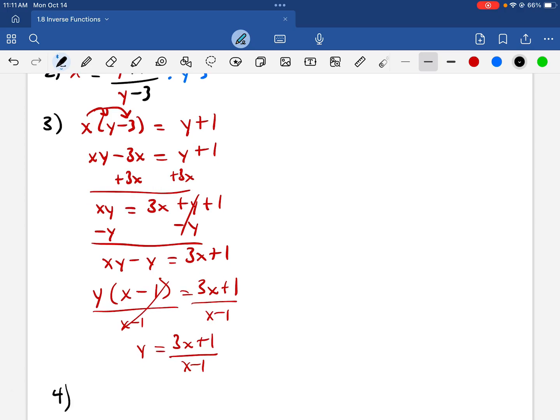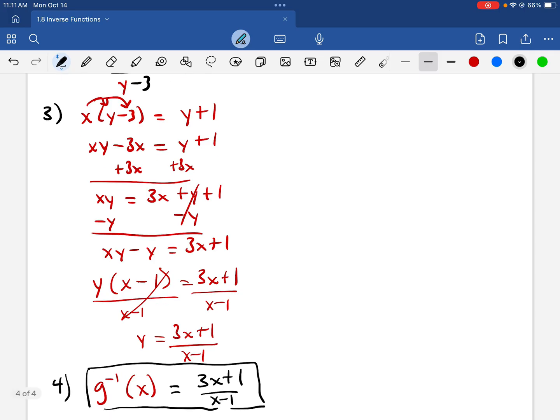which is going to be our inverse in step 4, when we replace that y with f negative 1 of x, or actually it was g in this case, let's get it right. This is g negative 1 of x, because we were talking about a function g here. So there is our inverse.